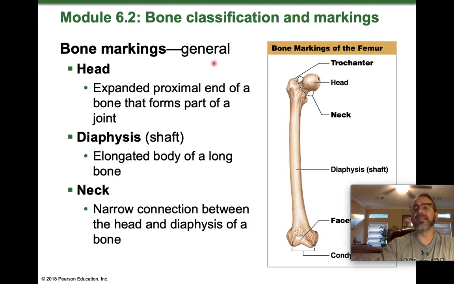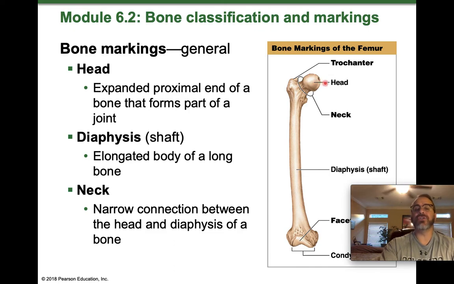Certain bone markings are general. So we look at the femur. Up here, this is called the head of the femur, okay? So this is where I would reiterate what I talked about in class to help you get good at anatomy. This is the head of the femur.